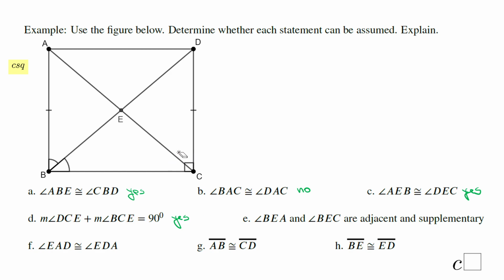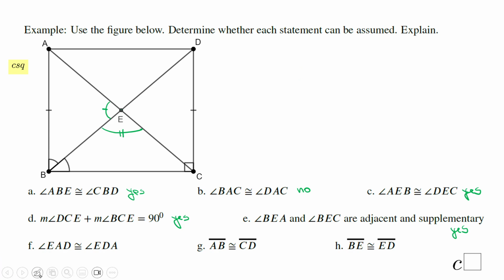Part E says angle BEA, which is this angle, again I'm going to mark it like that, and angle BEC, this angle. You see I marked them different. Are adjacent and supplementary. Yes, they are adjacent because they have this common vertex, they have the common side, they do not have common points, and they are supplementary. Yeah, they form the line. So both things can be assumed for part E, adjacent and supplementary, and also a third thing, they form a line.